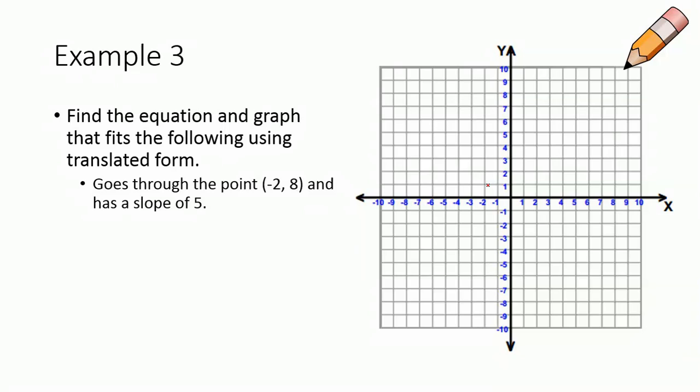What about graphing using these? So let's find the equation, and then we're going to graph it. So negative 2, 8, and my slope is 5. So this went left 2, up 8. So I get to start writing. My slope is 5, so that goes outside the parentheses there. I went left 2, so opposite, x plus 2, and then I went up 8. Just like that.